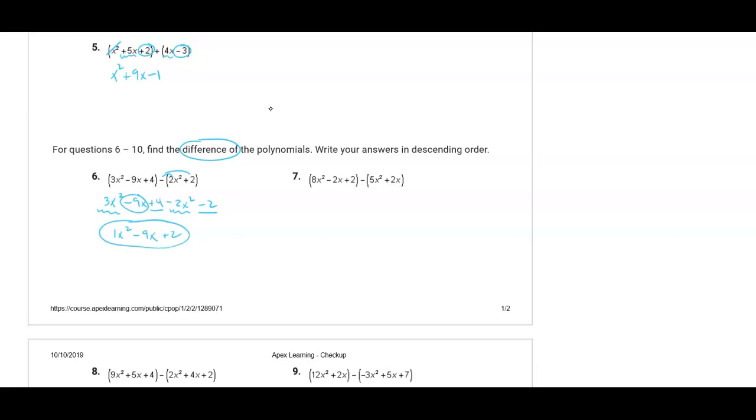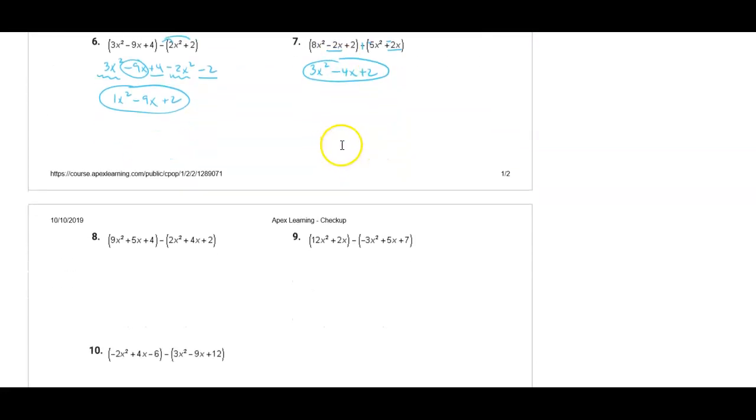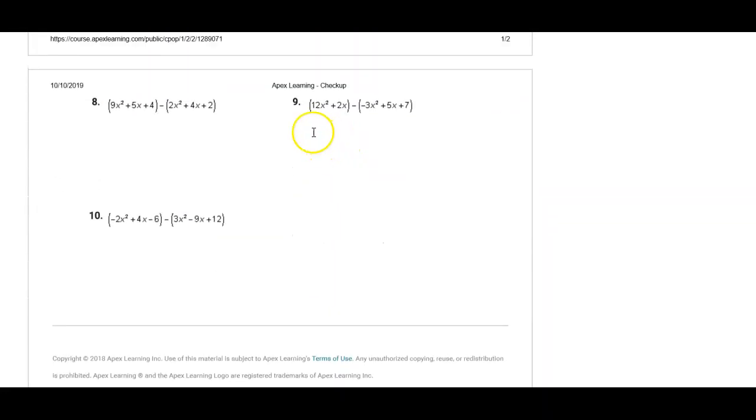And that's that. Now, the other way you could look at it is nothing's going to happen to the first one, but I'm going to change the subtraction to addition and just flip the signs of every term in the polynomial I'm subtracting. So now I read this as 8x squared minus 5x squared, which would be 3x squared. Negative 2x minus 2x will give me minus 4x, and then plus 2. And I am done.